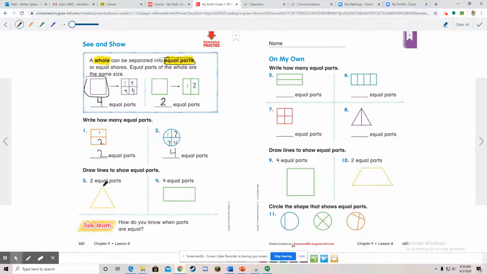This is asking us to draw a line for the equal parts. So two equal parts. So we split it into how many pieces, guys? Two. Split it right down. Here we go. Now we have one, two equal parts.